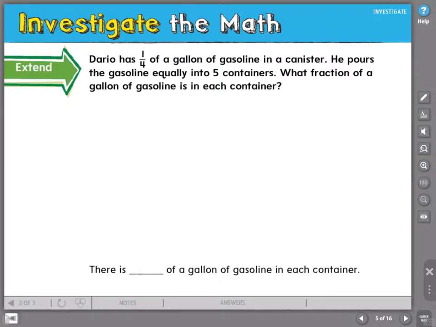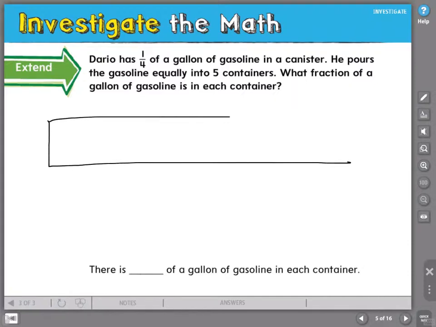Let's try this with a word problem. Dario has 1/4 of a gallon of gasoline in a canister. He pours the gasoline equally into 5 containers. What fraction of a gallon of gasoline is in each container? First, I will draw what will represent 1. But we don't have 1 whole gallon of gasoline. We have 1/4 gallon of gasoline.